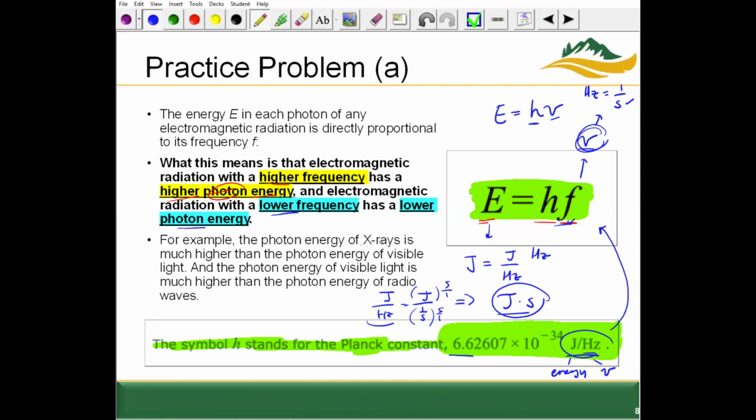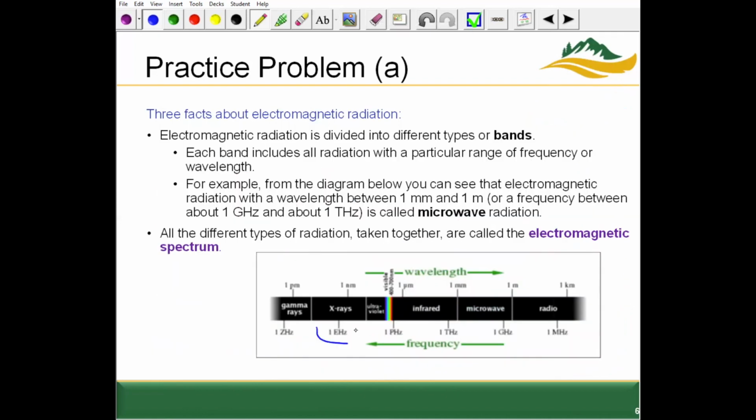Let's compare X-rays to visible light. Which one has a higher frequency? So here we have X-rays, here we have visible light. Frequency is increasing in this direction, so X-rays have a higher frequency compared to visible light. So this is just talking about the frequency.